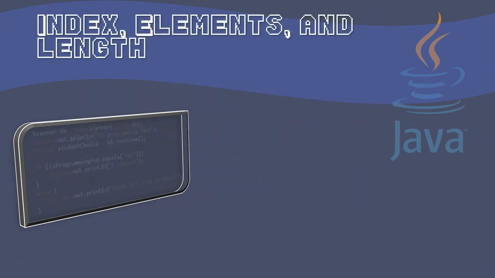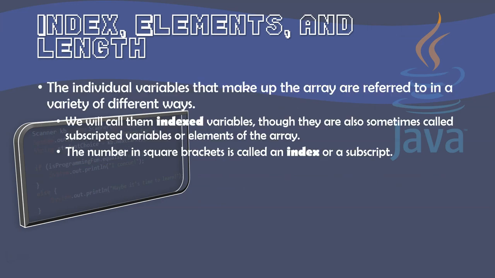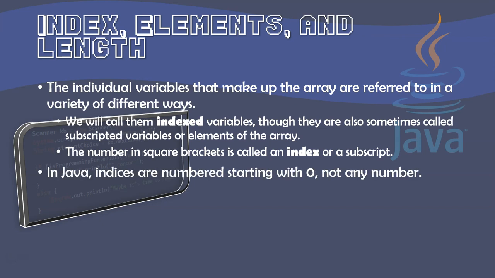Now, each of those pieces has different components when we look at that variable. So we have an index, elements, and a length. The individual variables that make up the array are referred to in a variety of ways. We're going to refer to those variables as indexed variables, like score of 0, score of 1, etc., though they are sometimes called subscripted variables or more often elements of the array. The number in the square brackets is of course referred to as the index or the subscript. In Java, indices are numbers starting with 0, not any number. A common misconception is that arrays start at position 1, but they don't.